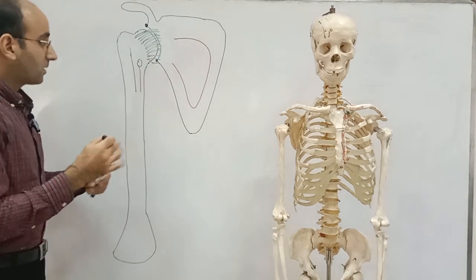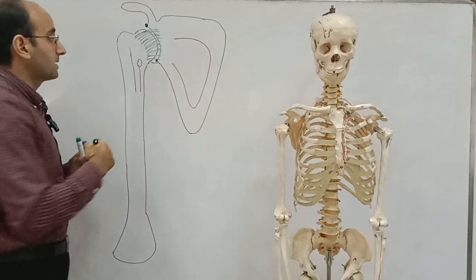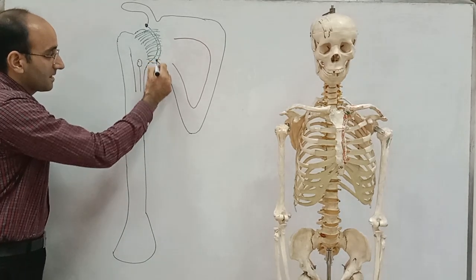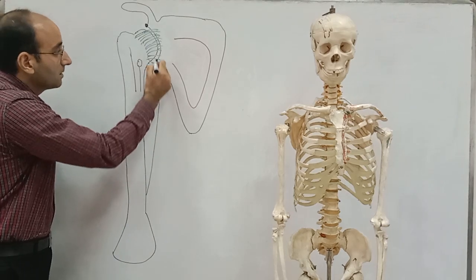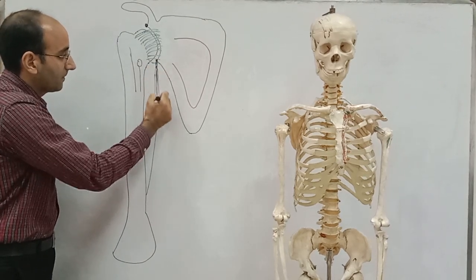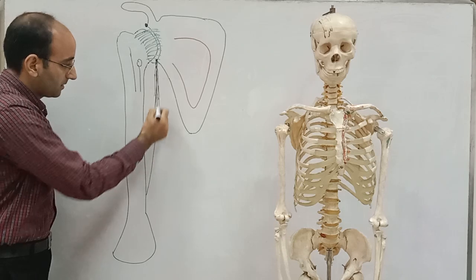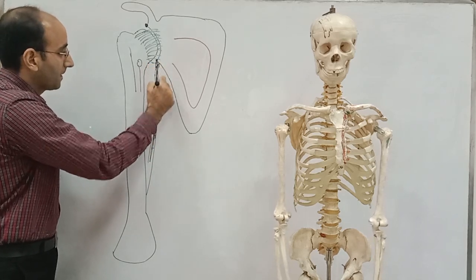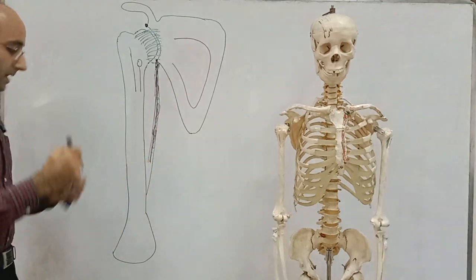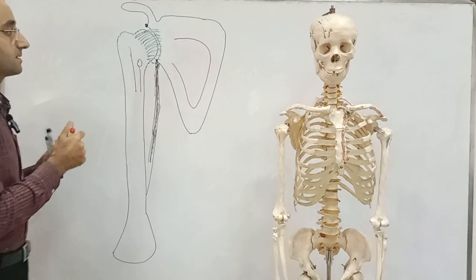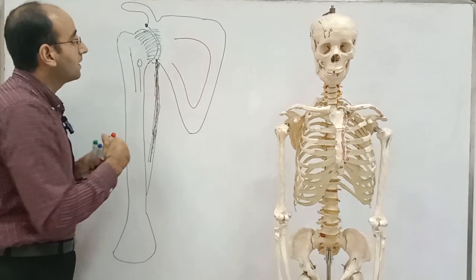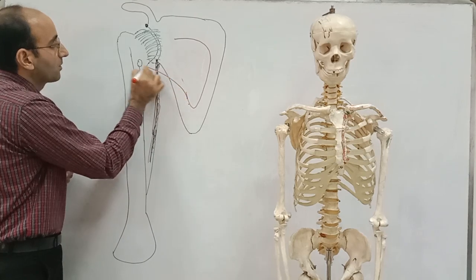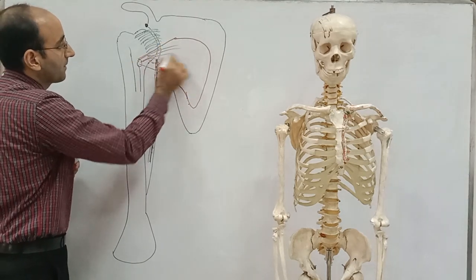Then comes a muscle which is called the triceps, long head of triceps, which comes from the infraglenoid tubercle, and it goes down and gets its attachment to the olecranon process of the ulna. So this is the long head of triceps. Then comes the subscapularis muscle, which occupies the subscapular fossa of the scapula, and it is attached to the lesser tubercle of humerus. This is the attachment of subscapularis.